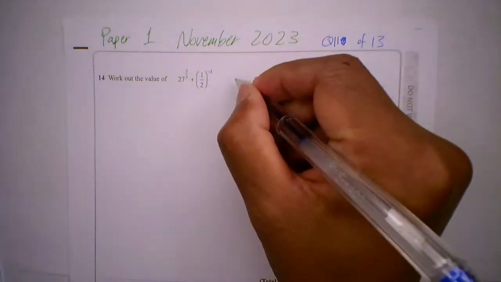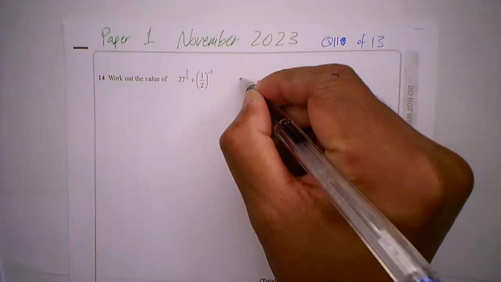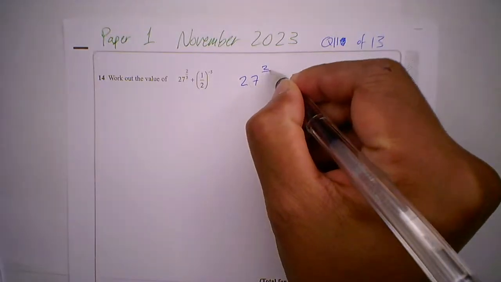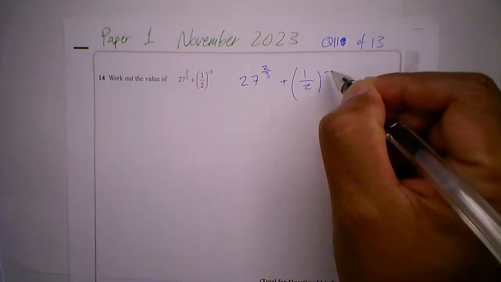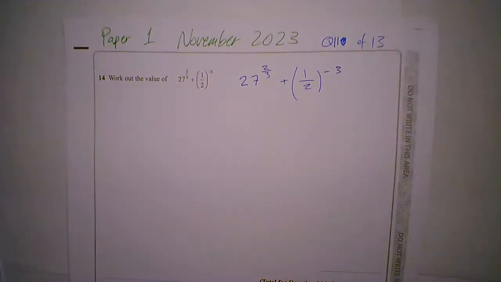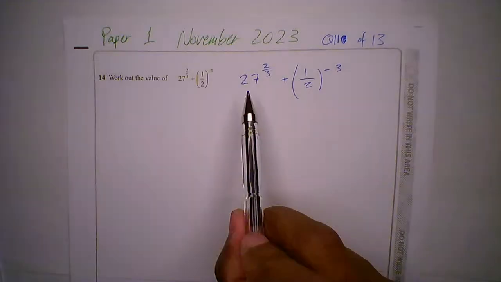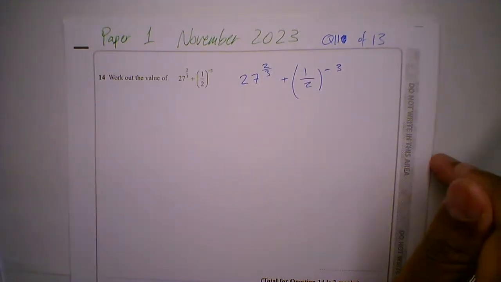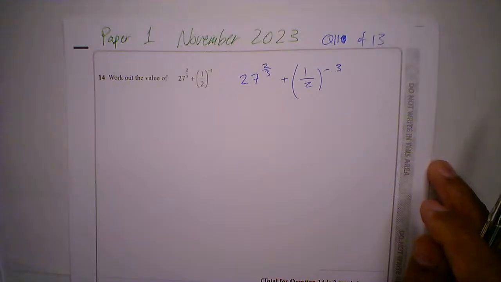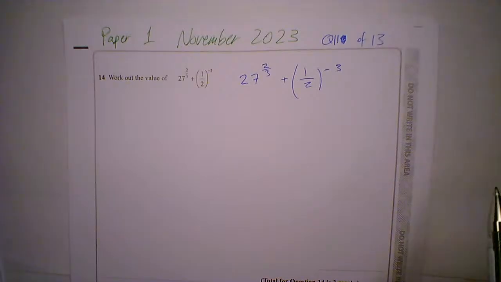So this question is saying, work out the value of 27 to the power 2 over 3 plus a half to the power minus 3. So I don't think we've come across a question like this. There are bits that are similar, this part here, but this part is not similar from what I can remember. I can look back and have a look. So pause the video, have a go. When you're ready, press play.